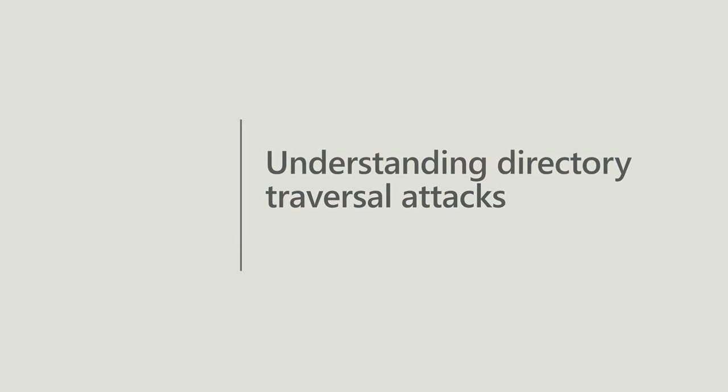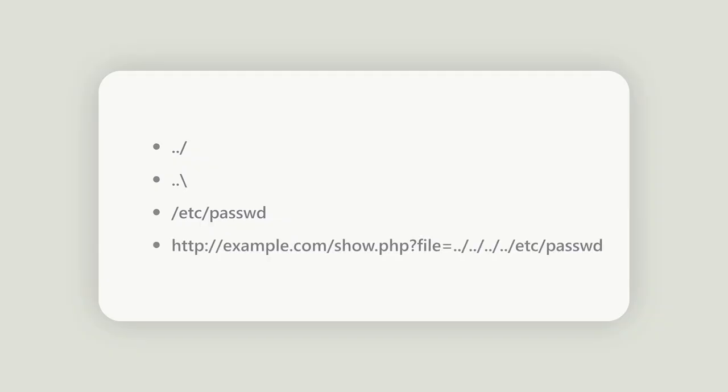Before diving into the application of generative AI, it's crucial to understand the mechanisms of directory traversal attacks. These attacks occur when an attacker manipulates file paths, often using sequences like ../ or ..\ to traverse directories and access files that are not intended to be accessible. For example, an attacker might exploit a vulnerable file inclusion mechanism to access sensitive configuration files, such as /etc/passwd on a Unix-based system. For example, a typical attack vector may look like this.